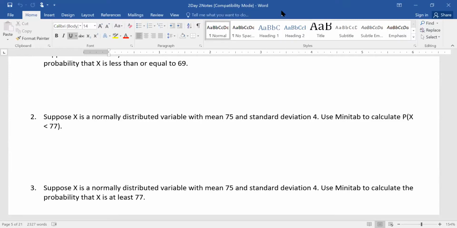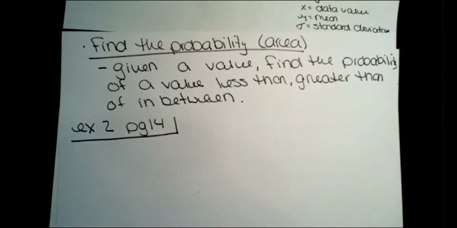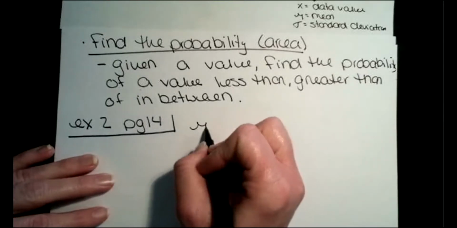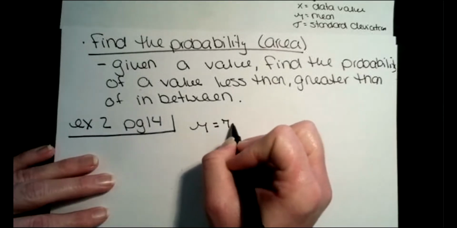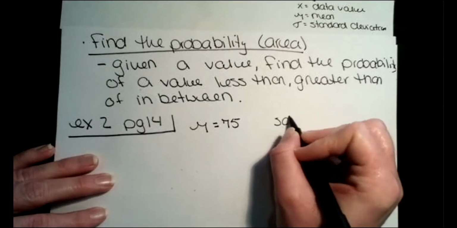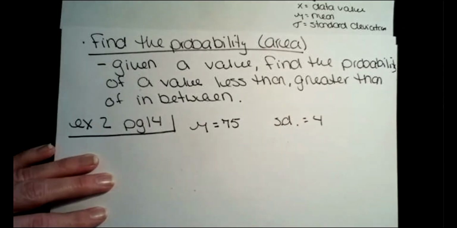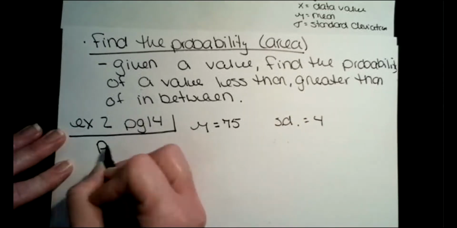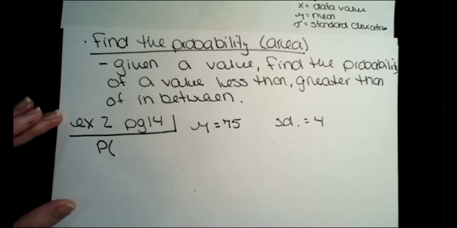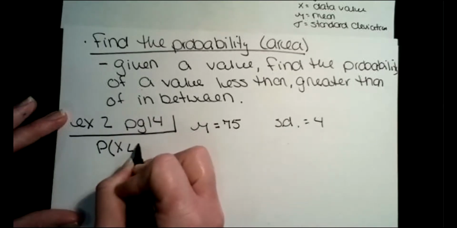So let me just show you, when I read through something like this, what I do. I'm going to write down all the information that I'm given. So I'm given that the mean is 75. You can write it as X bar, it doesn't matter. And the standard deviation is equal to 4. And what we're looking at is we want to know the probability. There's no context to this problem. We're just given numbers and we just want to simply calculate the probability that X is less than 77.